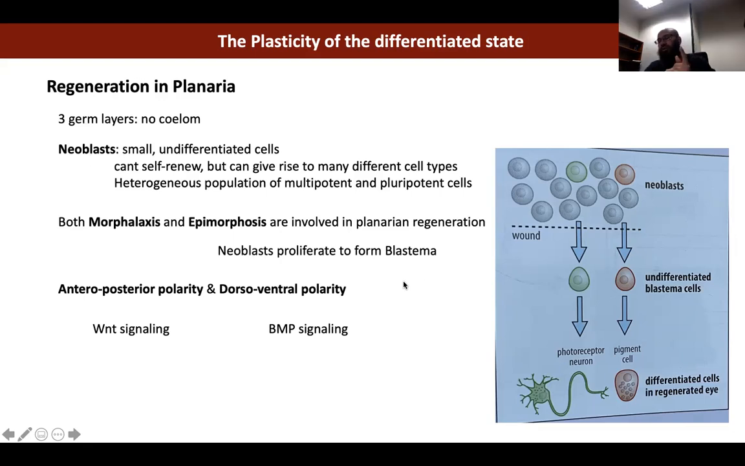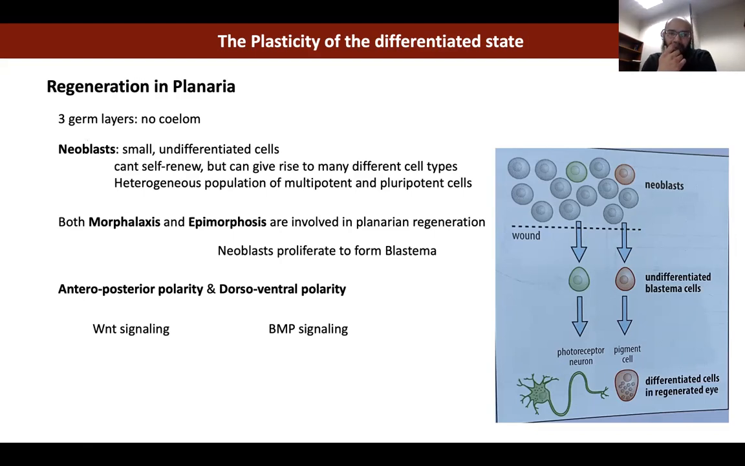So the blastema is very important, and this epidermal apical cap is also very important in limb regeneration, which we will see later in a couple of minutes. So the blastema is formed, and that is important for regeneration in planaria.